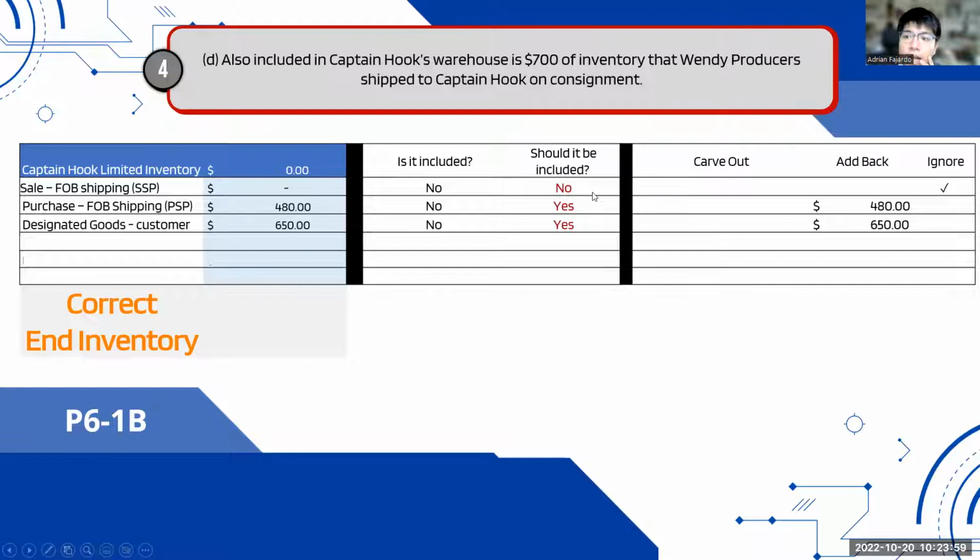Number 4, included in Captain Hook's warehouse is 700 of inventory. So this is consigned goods, but we're a consignee. So should this be included? No po. Right, correct. And therefore, we just ignore, right?